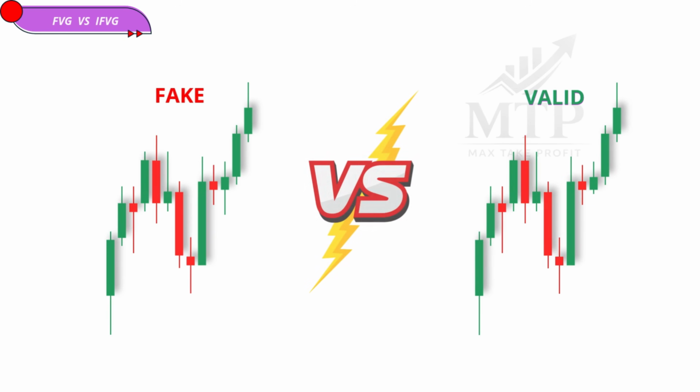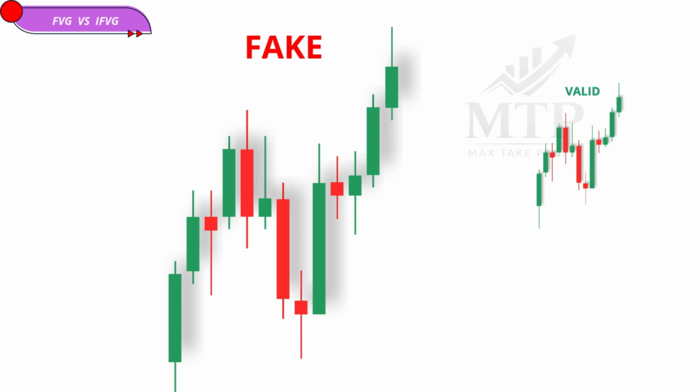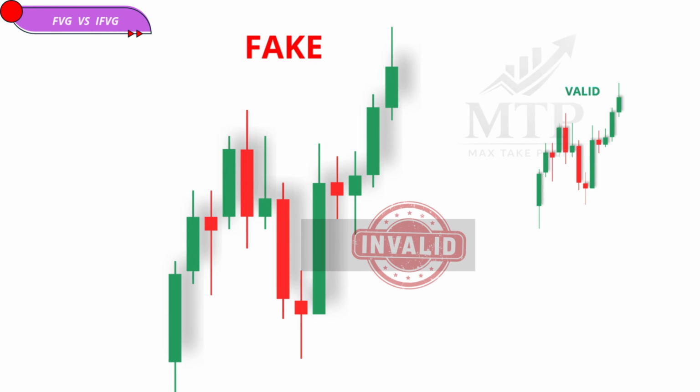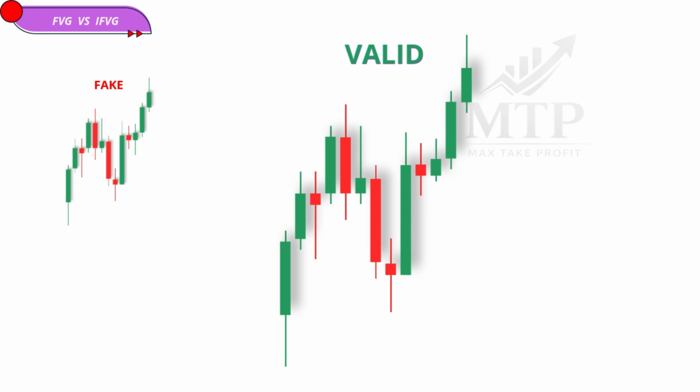Example 1. Fake versus valid. First point, not every FVG is valid. Fake. Sometimes, price leaves a gap, but it fills it immediately before continuing. The FVG existed, but it was closed too fast. This is not a tradable FVG. Valid. A real tradable FVG is a clean gap. Price goes up, leaves a hole, and continues its path without filling it immediately. This type of FVG acts like a magnet. In a trend, price often comes back to test it before continuing in the original direction.